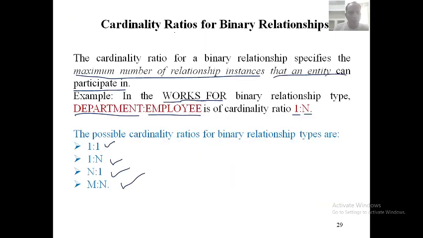This, what are those? 1:1 we have studied. Only one employee can manage one department. One employee can work for n number of projects, or vice versa. One employee works for one department, and n number of employees are working in one department. Like this you can take, and m to n, both of them are the same. See here now, this is all about the cardinality ratio for binary relationships.